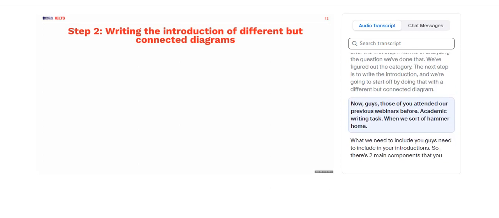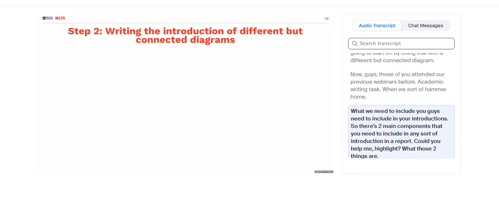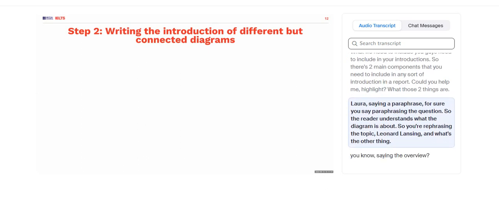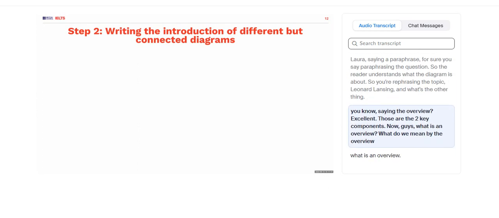Those of you who attended our previous webinars on Academic Writing Task 1, we hammer home what you need to include in your introductions. There are two main components that you need to include in any introduction in a report. Could you help me highlight what those two things are? Laura's saying a paraphrase for sure. You're paraphrasing the question so the reader understands what the diagram is about. So you're rephrasing the topic, Leanne says. And what's the other thing? Shino's saying the overview. Excellent.